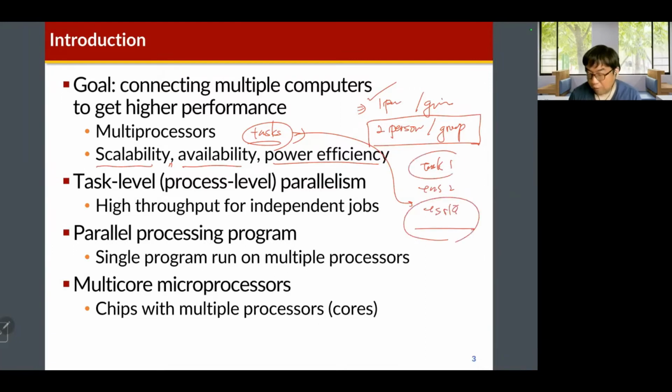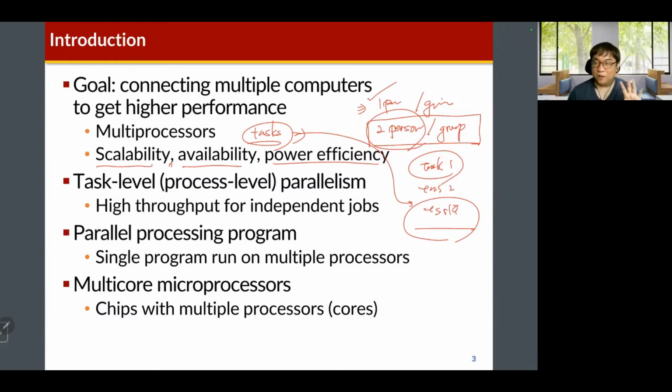But some tasks cannot be parallelized, which means that the workload included in this task cannot be divided. So in this case, two persons per group is not efficient, right? Another overhead is the communication overhead. Even though two persons are working on the same project, there are some overheads, such as the communication overhead.